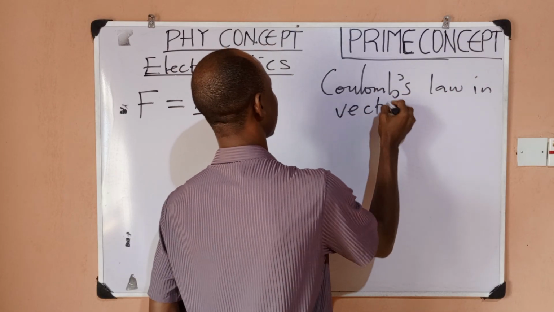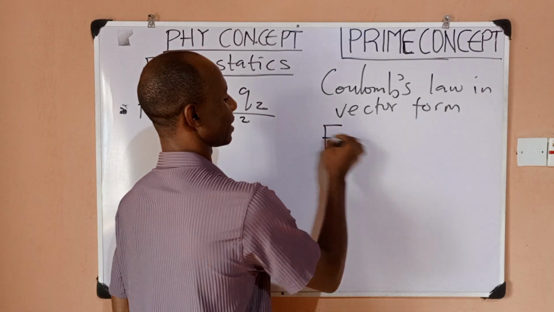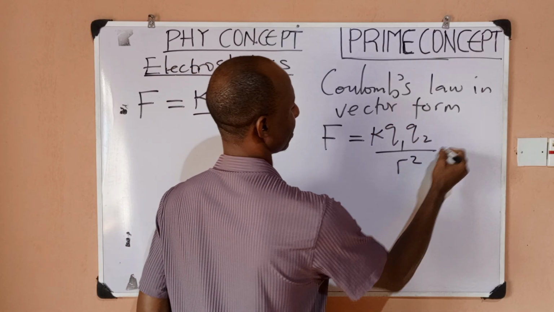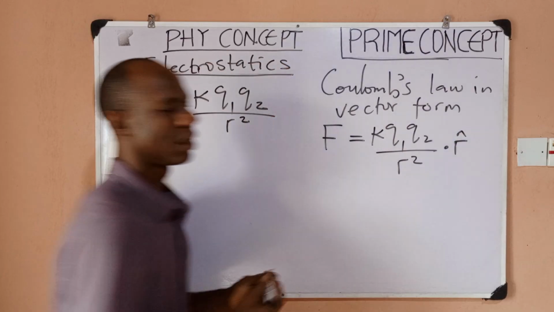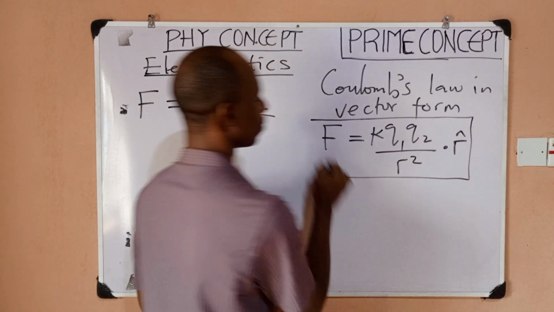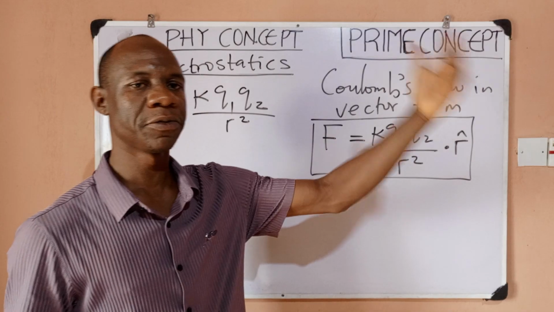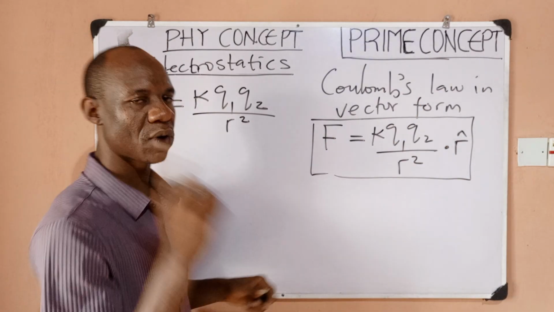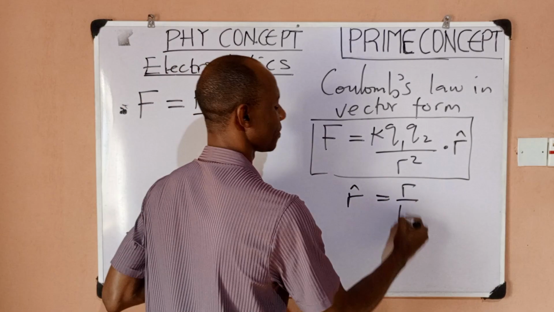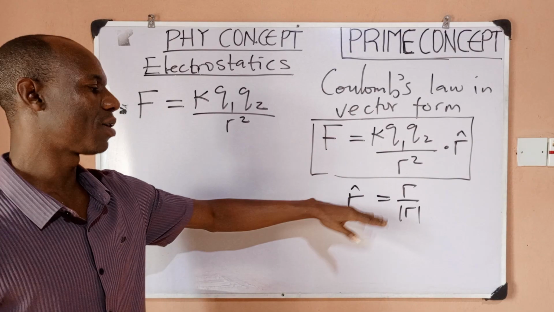So Coulomb's law in vector form is simply given as F equals KQ1Q2 by R squared, then multiplied by the unit vector that gives us information about the direction. So this formula put together is what you know as Coulomb's law in vector form, where this unit vector gives us information about the direction of this force. And what is the formula for the unit vector? The unit vector is given by R over the magnitude of R. So we'll be solving problems so that you can really understand this idea.